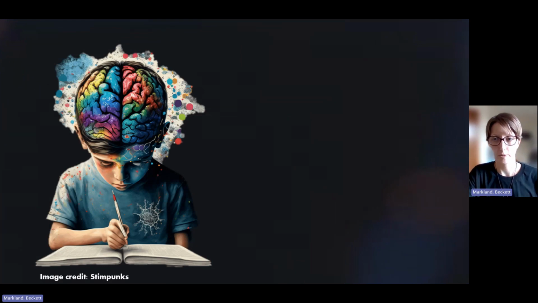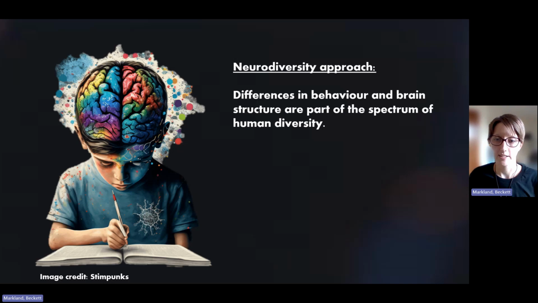Now, critics of the medical model don't tend to dispute that there may be differences in brain structure and neurochemistry. However, rather than framing these differences as a problem, they argue that this can instead be viewed as a natural variation in human experience. So the neurodiversity approach suggests that any differences in behaviour or brain structure lie on a spectrum of human diversity, and they shouldn't be considered problematic or pathological.